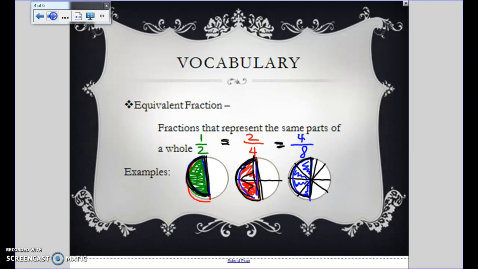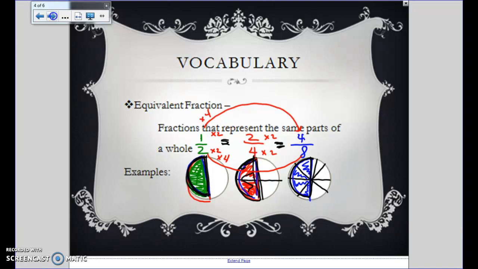relationship here, there is a multiplication relationship. If I multiply 1 by 2, I get 2, and if I multiply 2 by 2, I get 4. Same way here, if I multiply 2 by 2, I get 4, and if I multiply 4 by 2, I get 8. If I look from the first to the last, I can multiply the 1 by 4 and get 4, or the 2 by 4 and get 8. And so I see that there's a multiplication pattern here.